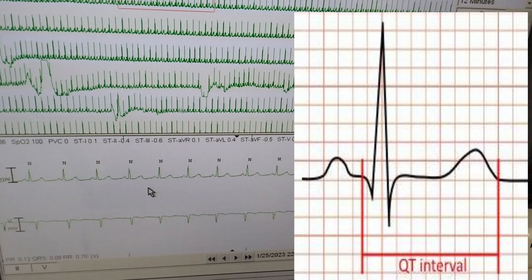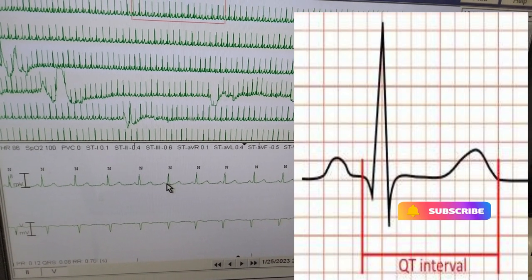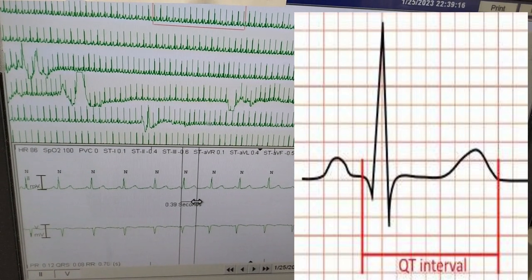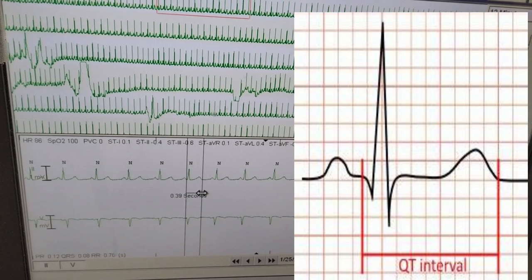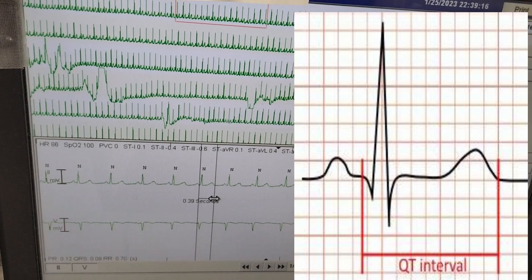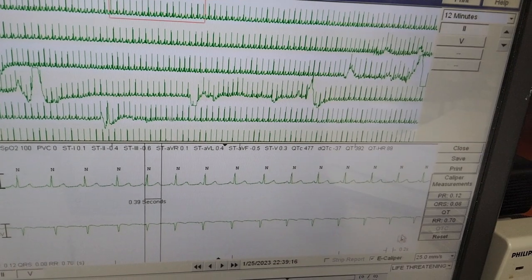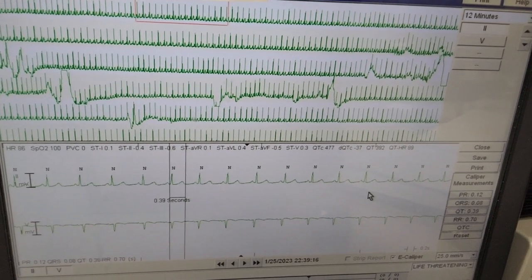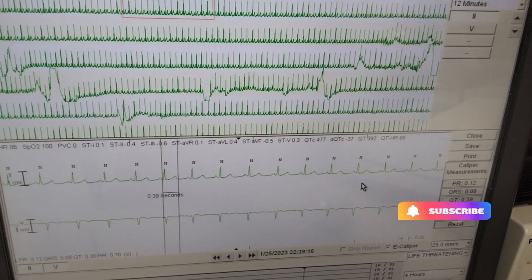So now, to measure the QT interval, we place our cursor on the beginning of Q and it ends at the T wave. That is, the QT interval starts from the beginning of QRS and ends at the T wave. So in this case, our QT interval is 0.39. Ideally, the QT interval should be less than 0.44. So in this case, our QT interval is within normal limit.